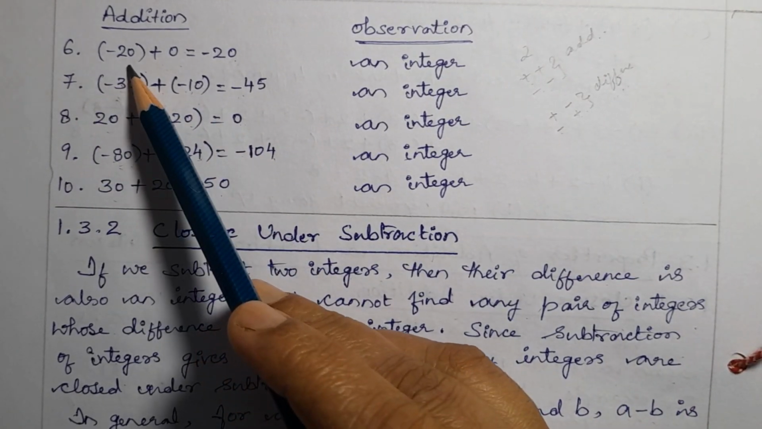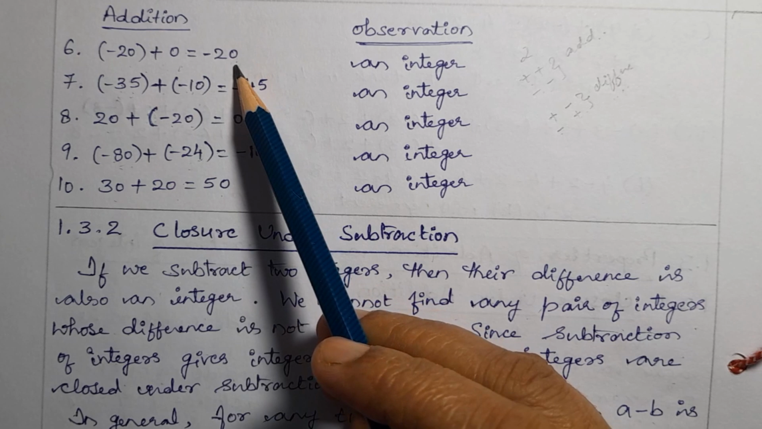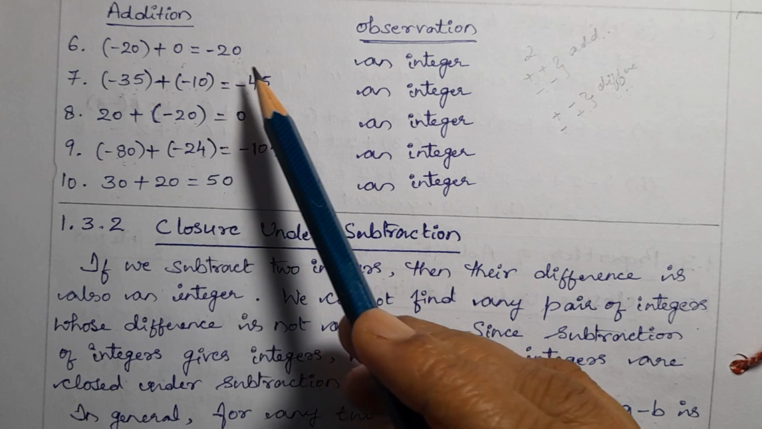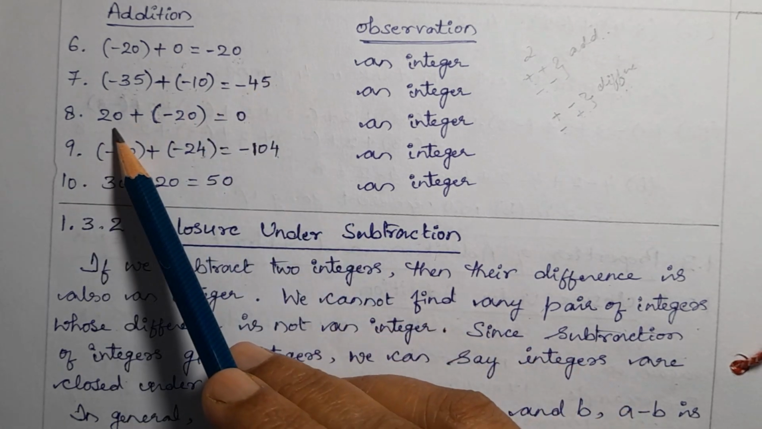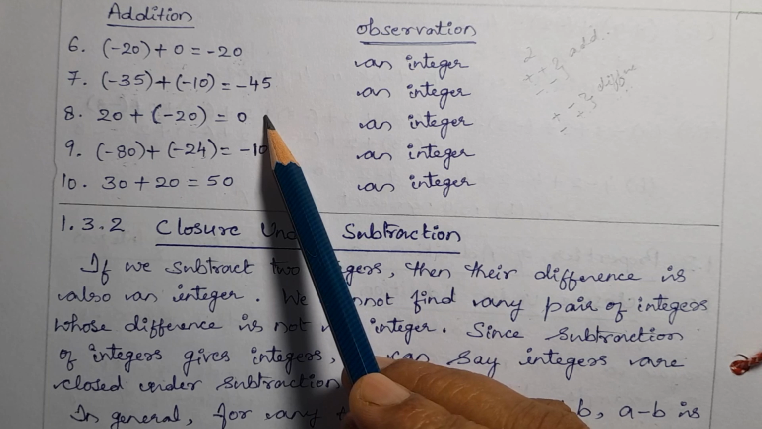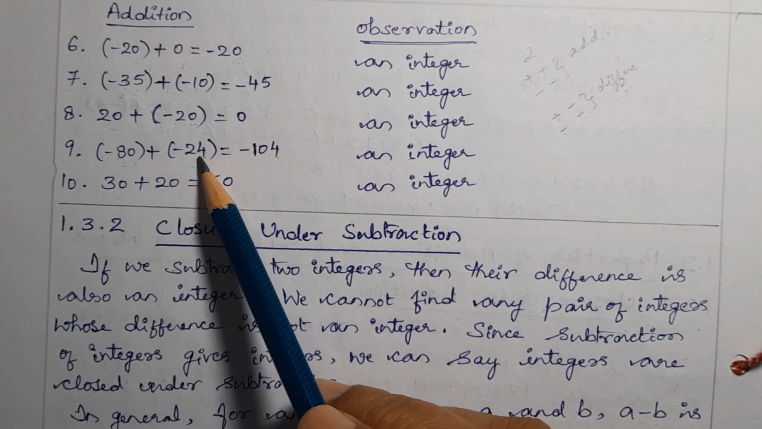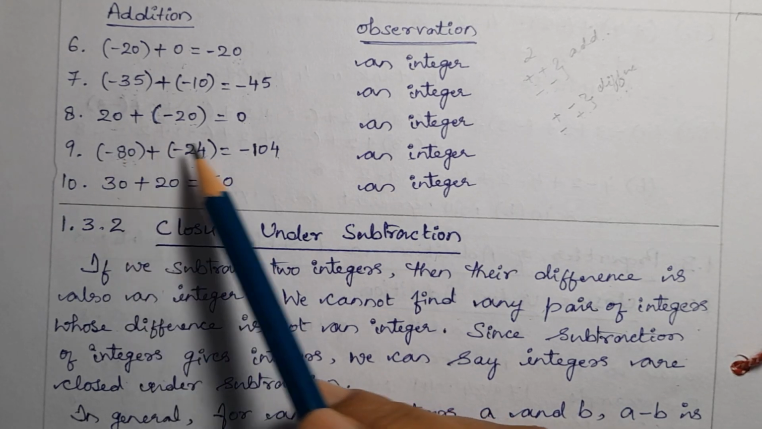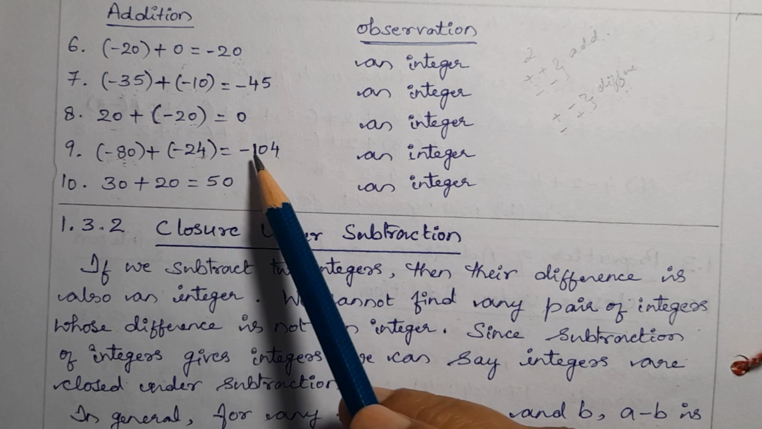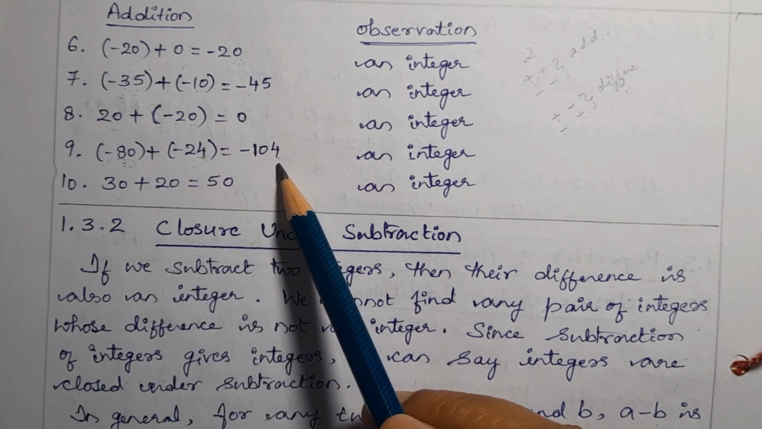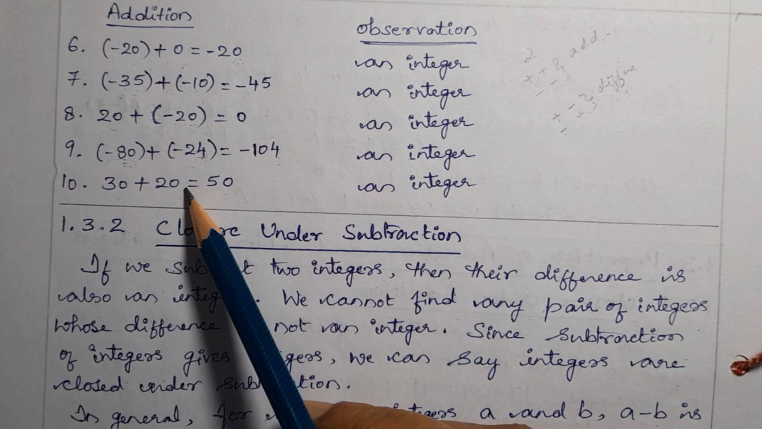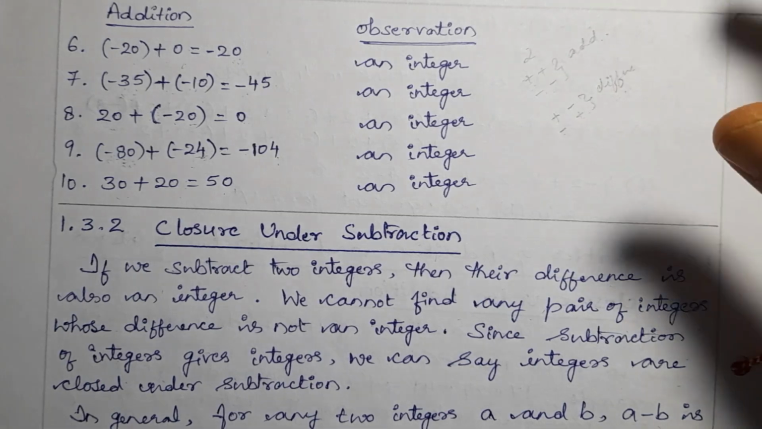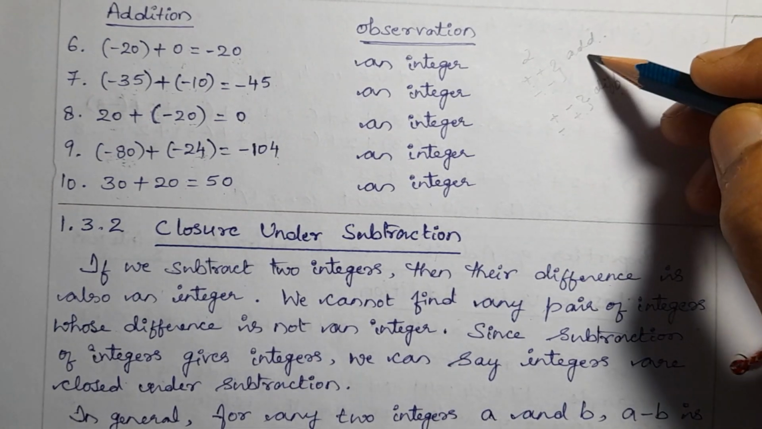Next, another example, minus 20 plus 0. So, that is minus 20. So, this is a negative integer. Minus 35 plus minus 10. So, that is minus 45, a negative integer. 20 minus 20 is 0, an integer. Minus 80 minus 24. So, add these two integers because both the integer signs are the same. Okay. So, minus 80 minus 24, we'll get minus 104. 80 plus 24 is 104. So, when two integers' signs are the same, we go to addition.